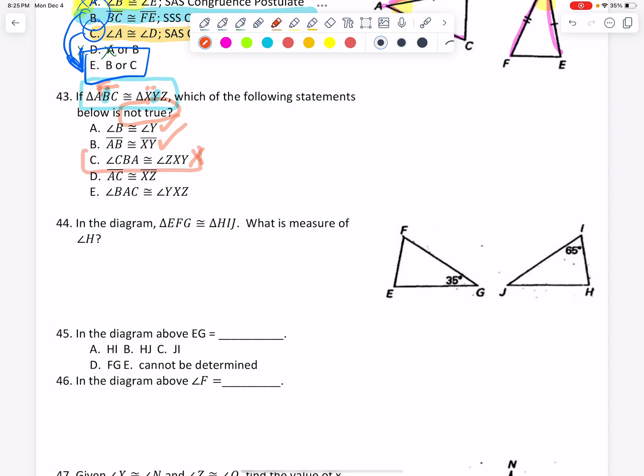No, that says ZYX. Okay? So it should go ZYX, 3, 2, 1. It goes ZXY. So I'm thinking it's this one because that's false. But let's keep going and make sure the other two are also true.